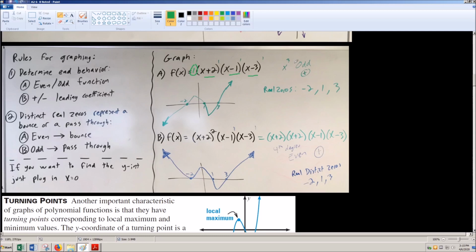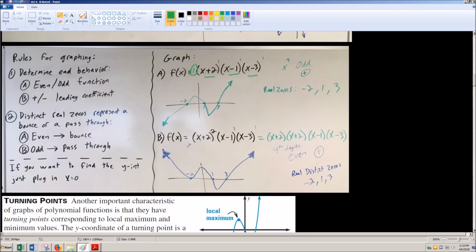Again, here's an odd positive function. It better go up to positive infinity as we go to the right, and down to negative infinity as we go to the left. Pass through, pass through, pass through, easy. On to the next one here.